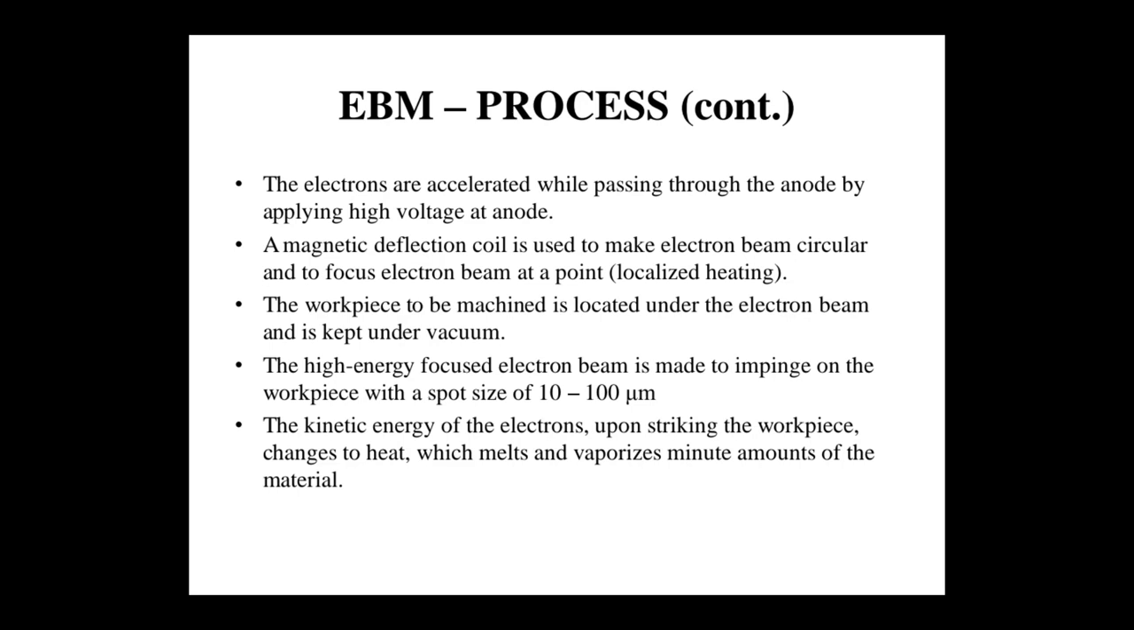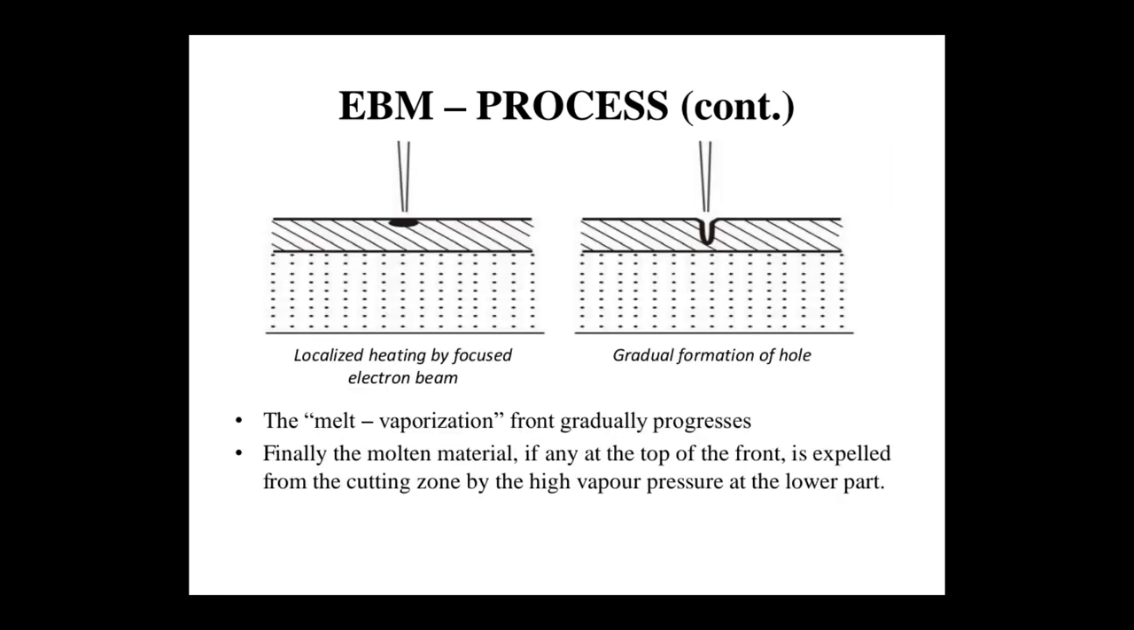After that, the high energy focused electron beam is made to impinge on the workpiece with a spot size of 10 to 100 microns. Then the kinetic energy of the electrons, upon striking the workpiece, changes to heat, which melts and vaporizes a minute amount of the material. Here I have shown the diagram: the first shows localized heating by the focused electron beam, and the second shows the formation of the hole. The melting and vaporization front gradually progresses, and finally molten metal, if any, at the top of the front is expelled from the cutting zone by the high vapor pressure at the lower part.